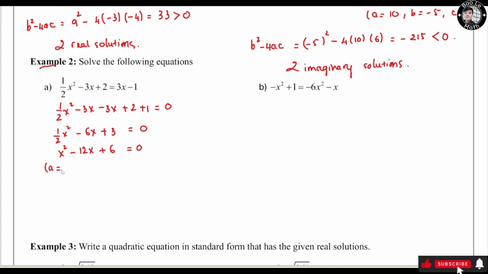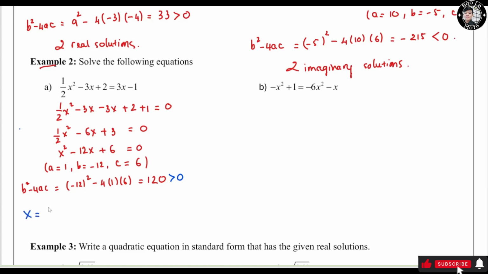So a equals 1, b equals negative 12, and c equals 6. Then the discriminant b squared minus 4ac is negative 12 squared minus 4 times 1 times 6. It's going to be 120, greater than 0. Then the original equation has two real solutions.